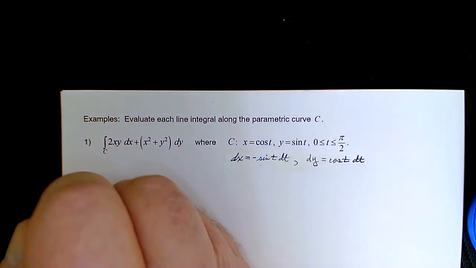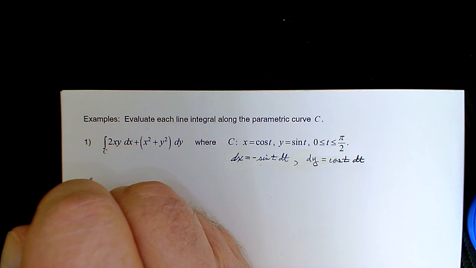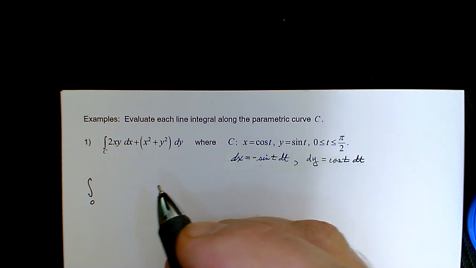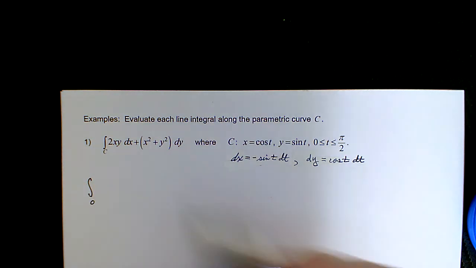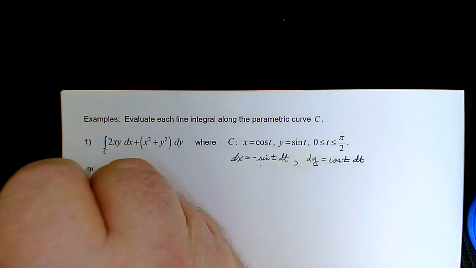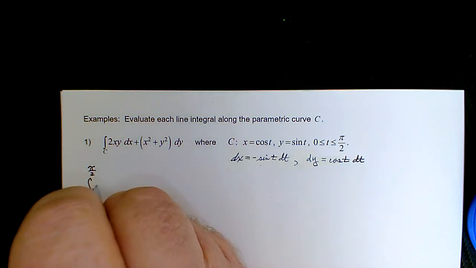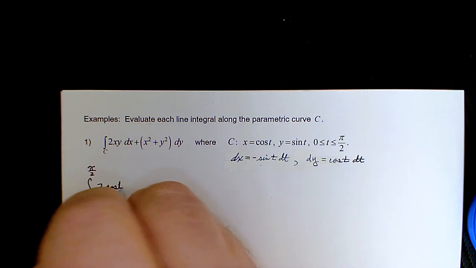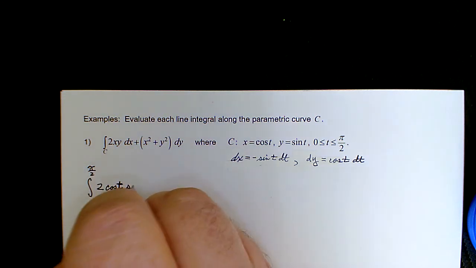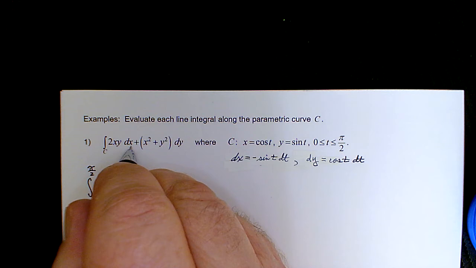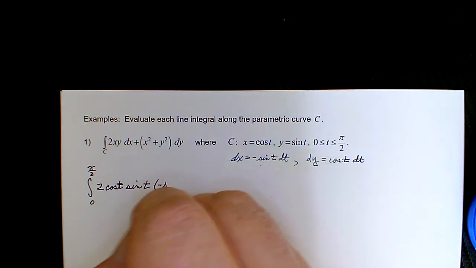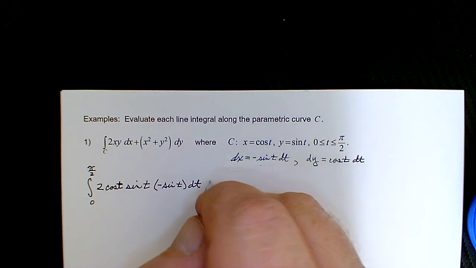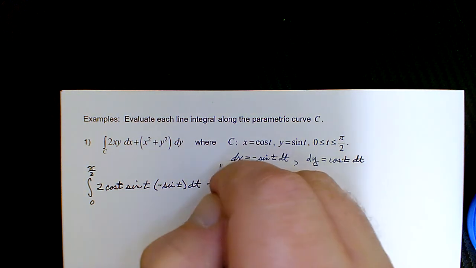So it's going to be the integral in 2 pieces now. It's going to be the integral from 0 to pi over 2 of 2 times x, and x is cosine of t, times y, which is sine of t, and then times the differential dx, which is minus sine of t, times the differential dt. And then we have plus the integral from 0 to pi over 2.